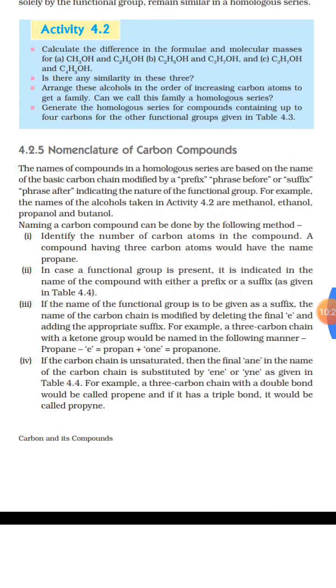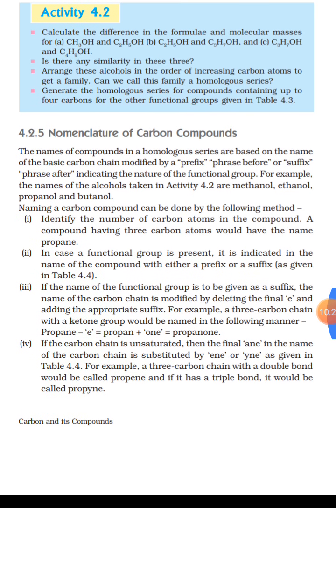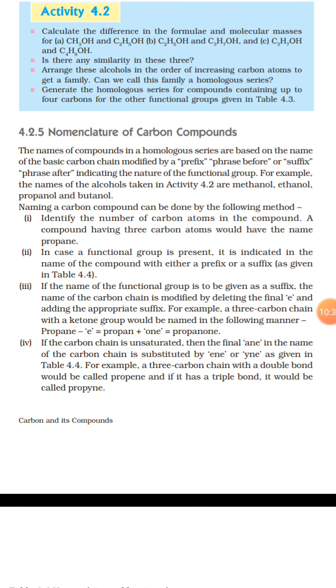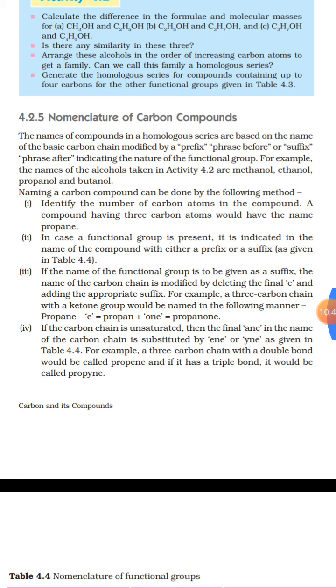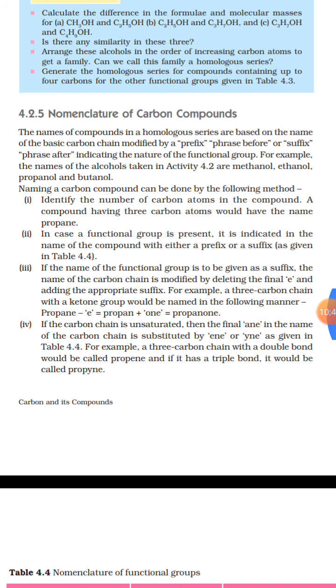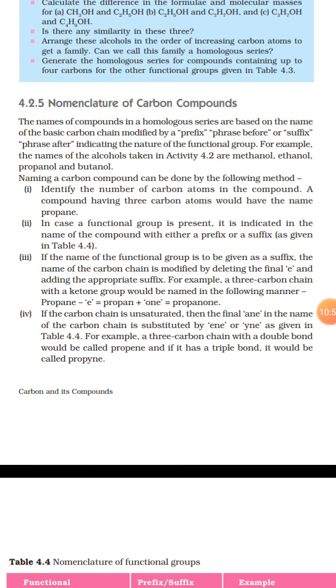Now, students, let us come to the nomenclature of carbon compounds. The names of compounds in a homologous series are based on the name of the basic carbon chain, modified by a prefix (before) or suffix (after) indicating the nature of the functional group. For example, the names of the alcohols taken in activity 4.2 are methanol, ethanol, propanol and butanol.